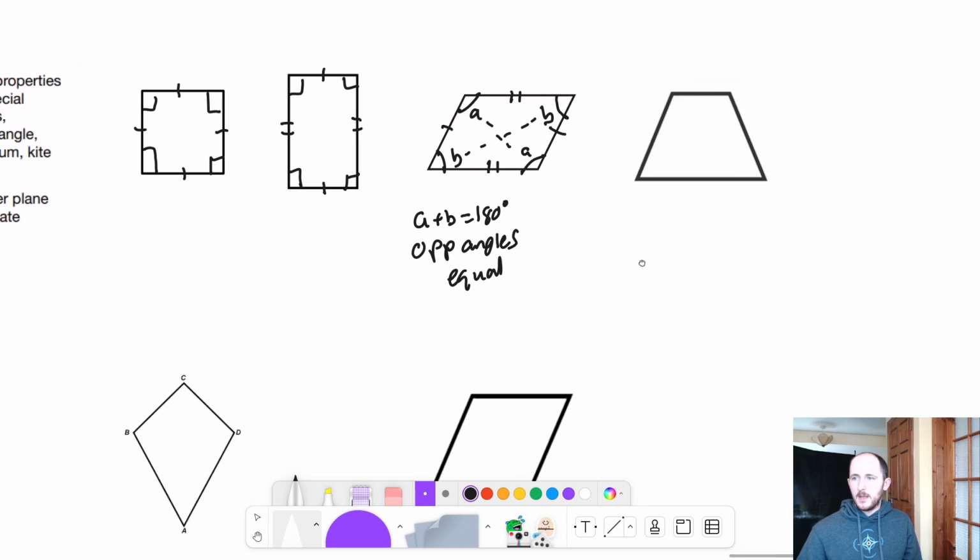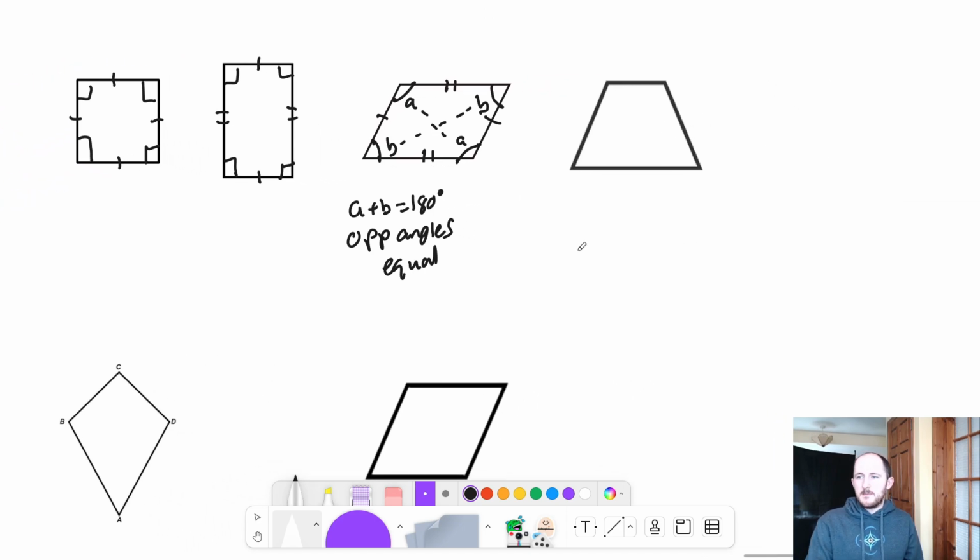Okay? Trapezium. What's important about a trapezium? The top side and the bottom side, or one pair of sides, are going to be parallel to each other. The other two are not going to be parallel to each other. And again, we have that these angles here are co-interior. So if we call them A, B, C, and D, A plus B equals 180, and C plus D equals 180. But the opposite angles do not have to be the same. Okay?